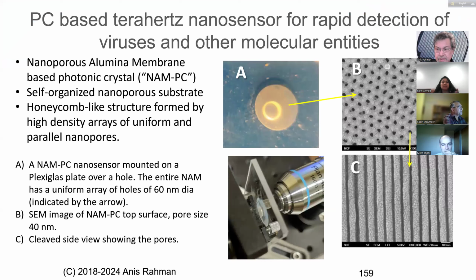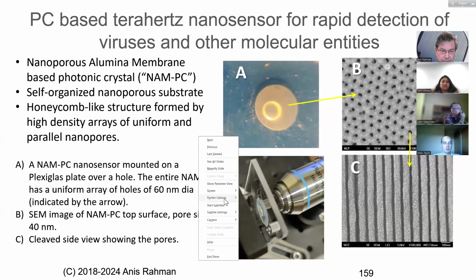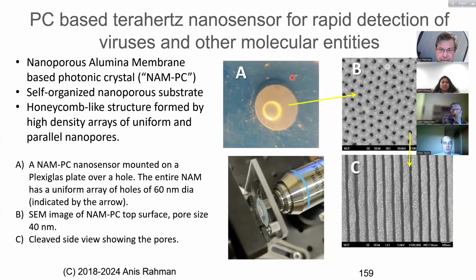So here is a specific example that I'm going to talk about today. What we have done here is taken what they call a nanoporous alumina membrane. Here's a company we worked with based in Colorado. They make this particular photonic crystal. This disc is an alumina membrane.